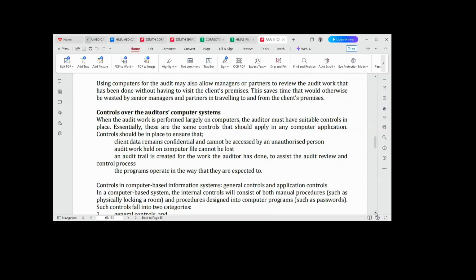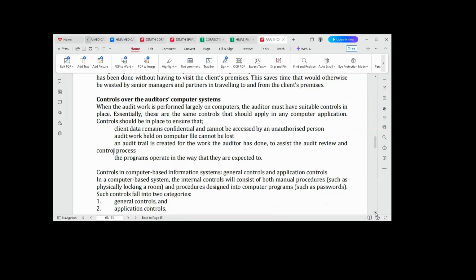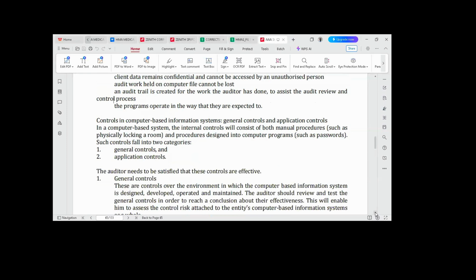Now, inside the computer system, you have applications on the system. You need to also safeguard those applications on the system. Okay? Because somebody may have access to your laptop, and once you have access to your laptop, it targets the application. Do you understand what I'm saying? So there is need for controls to be in place. So that's why we have the two controls. You have general control and you have application control. So when you talk about general control, what are we talking about? These are controls over the environment in which the computer-based information system is designed, developed, operated, and maintained.